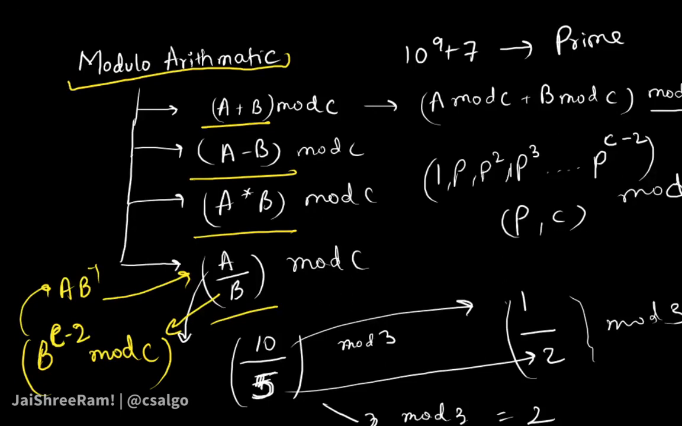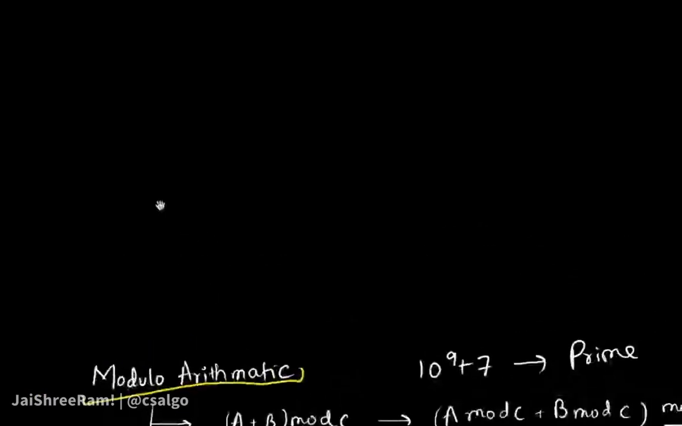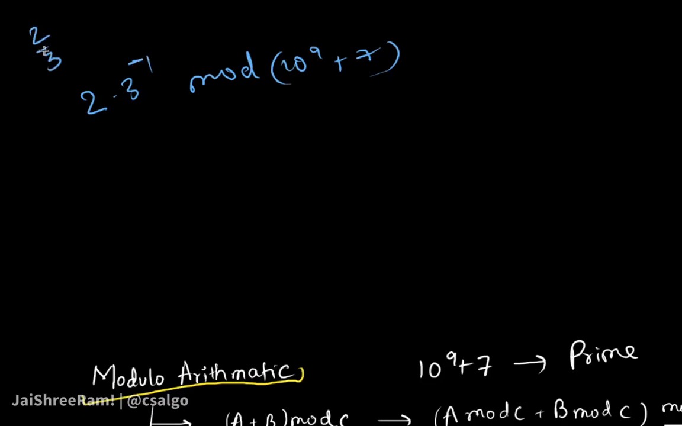Now, still there is a very big problem in calculating the inverse in this way. We need to find b to the power c minus 2, right? Now let's suppose I ask you to calculate 2 multiplied by 3 inverse modulo 10 to the power 9 plus 7, okay? So this is basically 2 by 3, right? You had some answer 2 by 3, you need to report that modulo 10 to the power 9 plus 7.